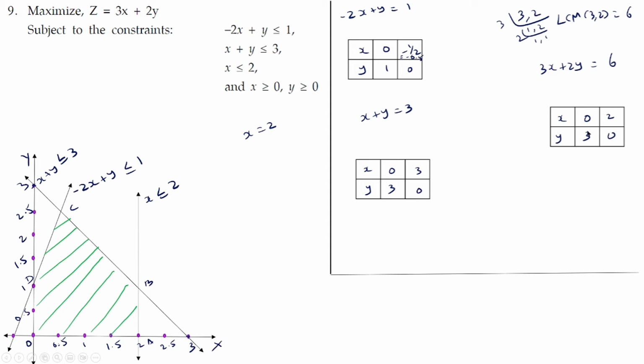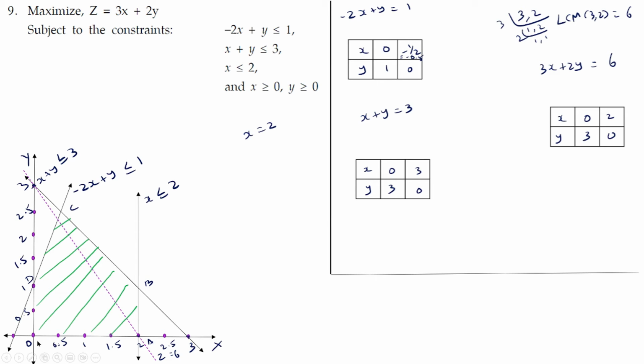Now 0, 3 is this point, and next we have the point 2, 0. It is this point. Now let us draw a line joining these 2 points to get the first isoprofit line. So this is the first isoprofit line corresponding to Z is equal to 6. Now the next step is we have to draw lines parallel to this line passing through each of the corner points, and we have to find that line which is farthest from the origin.